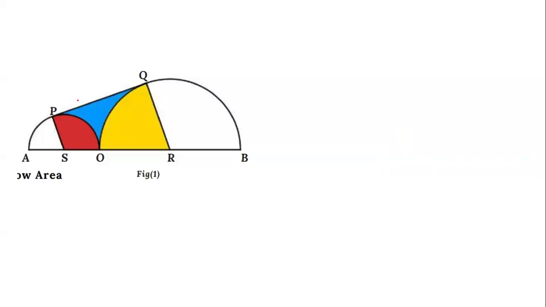In this figure, S is the center of this semicircle and R is the center of this semicircle. If you draw perpendiculars to this tangent PQ, this is a 90-degree angle and this is also a 90-degree angle, and these lines are parallel. We can say PS is parallel to QR. This is the same tangent on which we are drawing these two perpendicular lines, so these two lines are parallel.